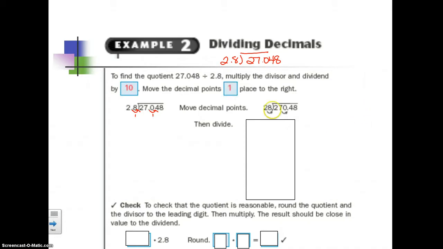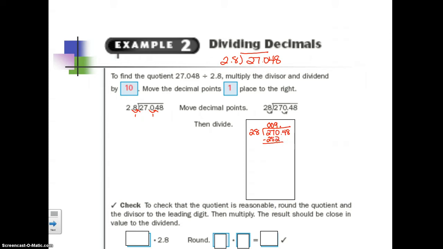At this point, I do like to rewrite my problem, just so that I have a nice, clear problem. 270.48. Bring up the decimal point. 28 goes into 27, not at all. You can put the 0 if you need to. Actually, 2 zeros. 28 into 270, and this is where you might need to do some guessing and checking. It's close to almost being times 10, but it's times 9. 28 times 9 is 252.